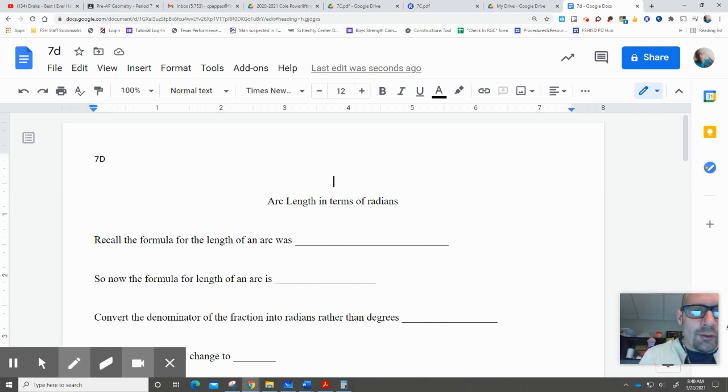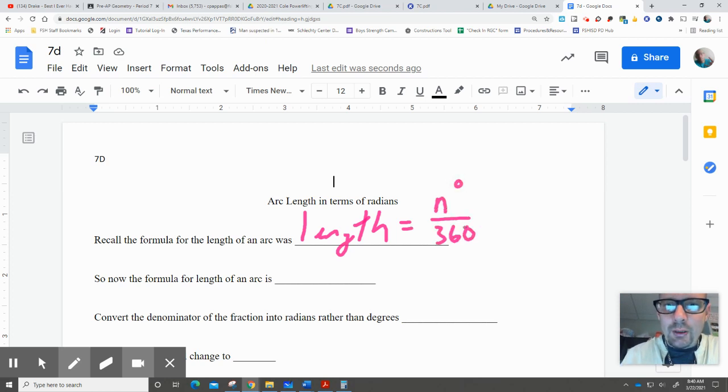The formula given to us was the length of an arc was equal to our angle in degrees over 360 times the circumference. Okay, so the circumference formula is 2 pi r, so n degrees over 360 times 2 pi r.